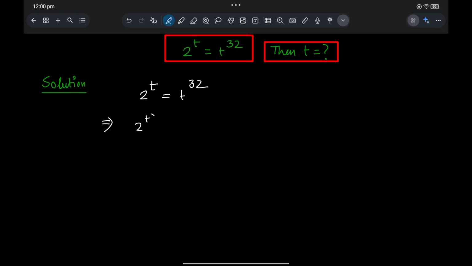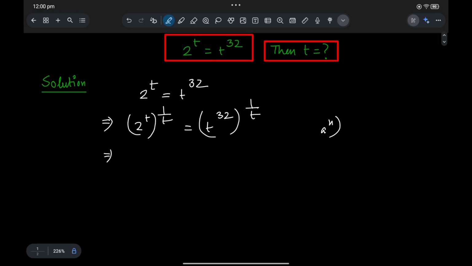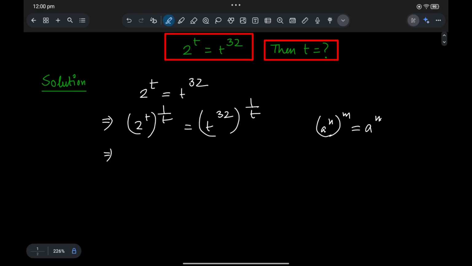2 to the power t, we raise it to the power 1 over t, equals t to the power 32. According to the exponential formula, we can write a to the power n whole to the power m as a to the power n into m. So basically here we can write 2 to the power t into 1 by t is equal to t to the power 32 into 1 by t.